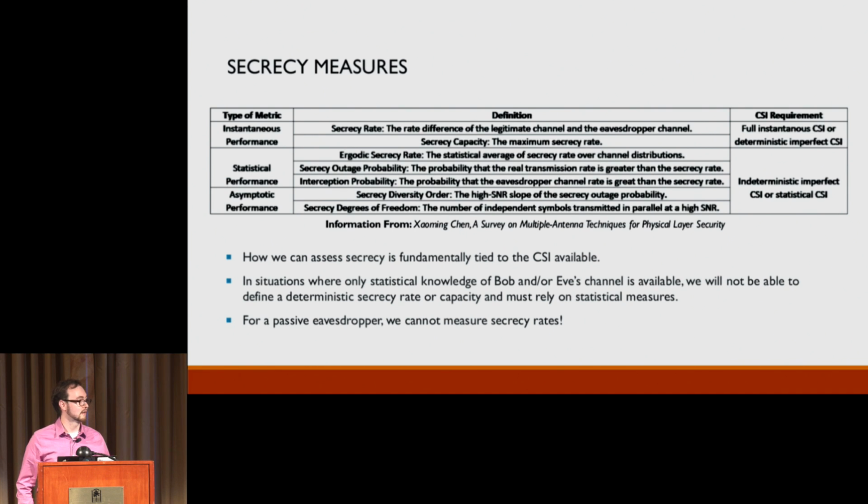And so in most scenarios, when you want some kind of metric like this, you're going to have to use a statistical metric like an ergodic rate, where you do a time average over all the possible places that Eve could be, or an outage probability. So when we look at passive eavesdroppers, we cannot actually measure a deterministic quantity.